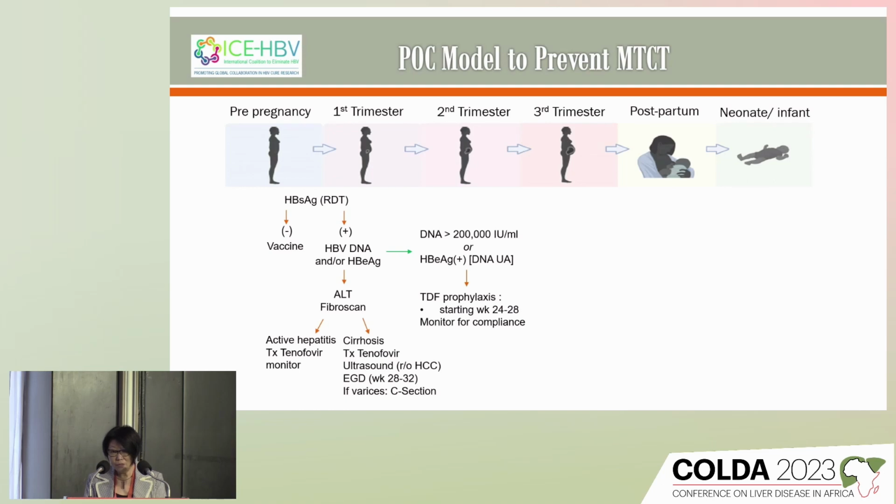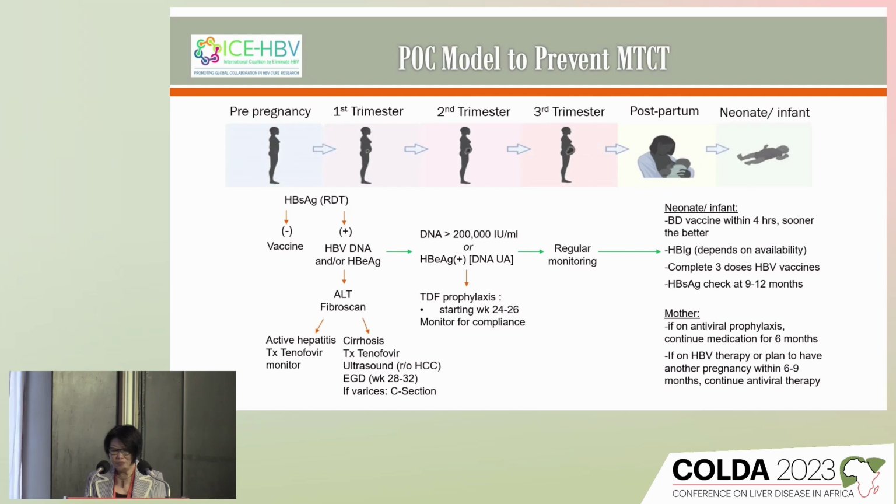For those pregnant women with DNA level greater than 200,000 IU per ml, or if DNA is not available, E antigen positive, then antiviral prophylaxis should start at around week 24 to 28 and monitor for compliance.